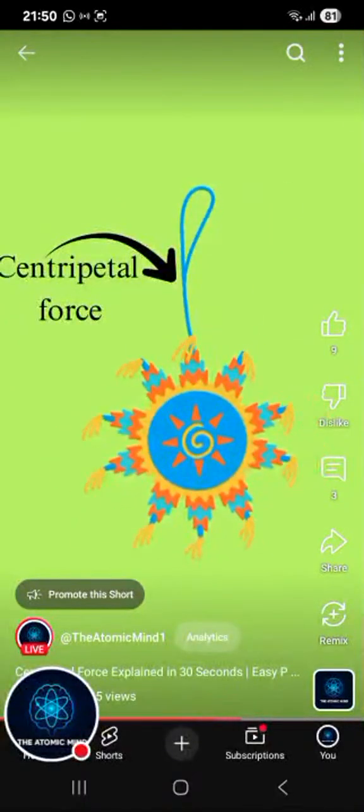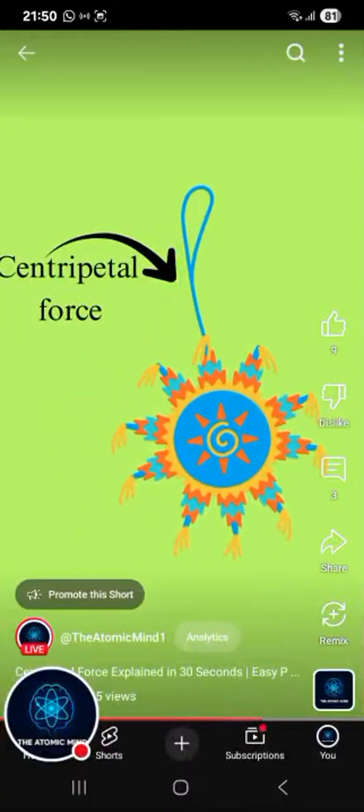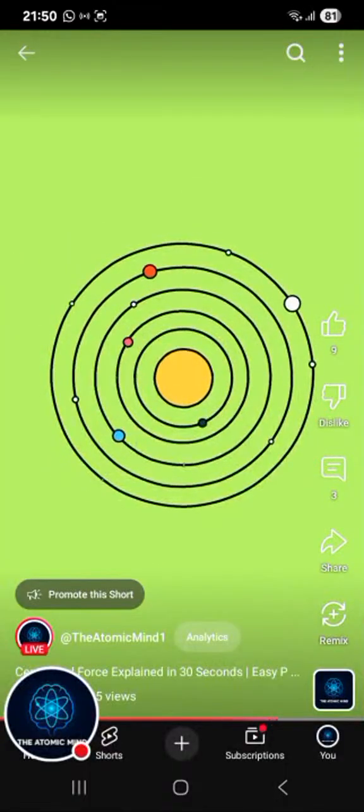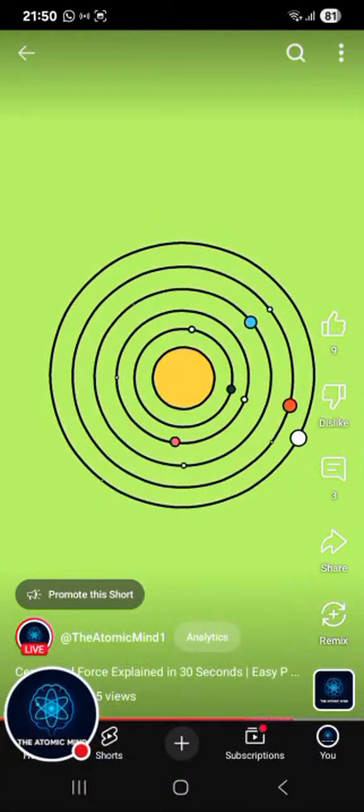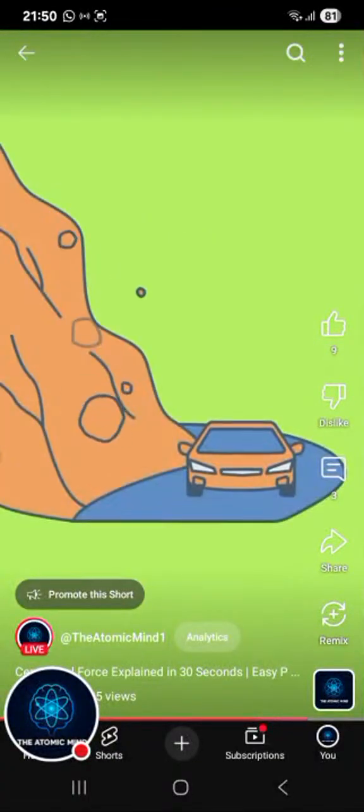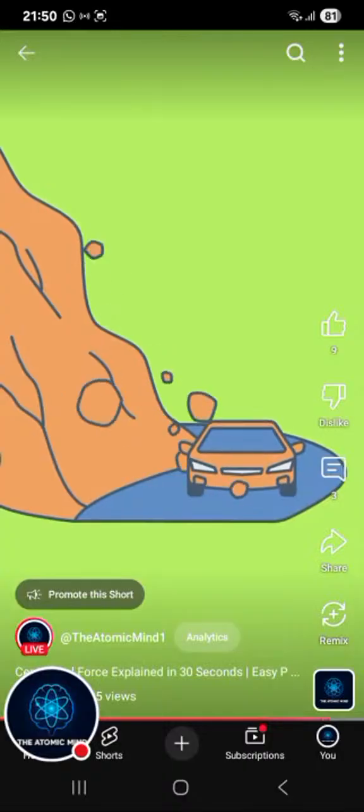Examples of centripetal force: the tension in a string when you swing a ball in a circle. Gravity keeps planets in orbit around the sun. Friction keeps a car on a curved road.